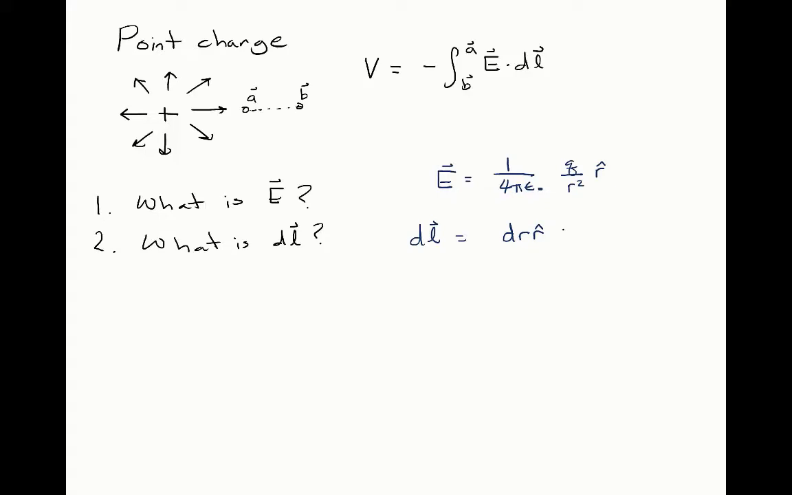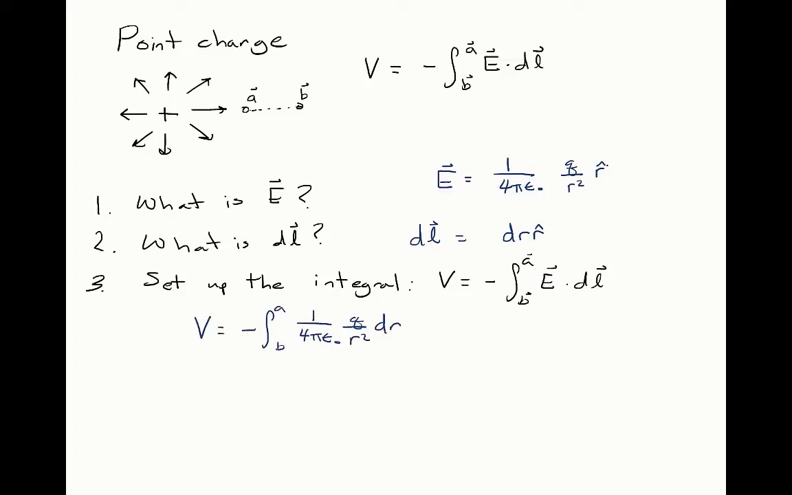Okay, so the next thing I want you to do is to actually set up this integral. So you have E, you have dl, you know you're integrating between B and A. Let's go ahead and set that up. So this is r hat dotted with r hat, so r hat dot r hat is just 1, so we get this for our integral.